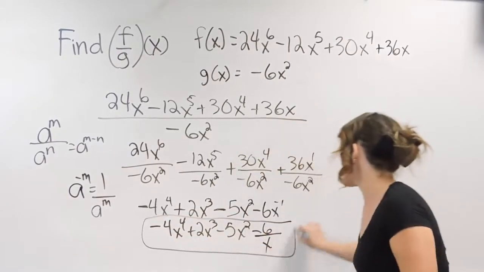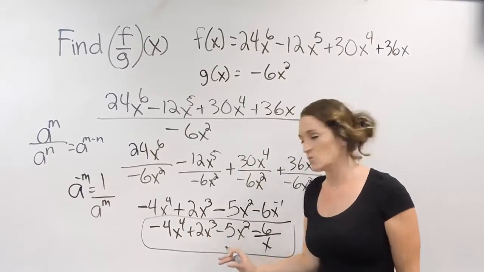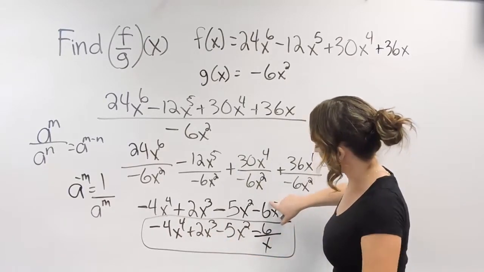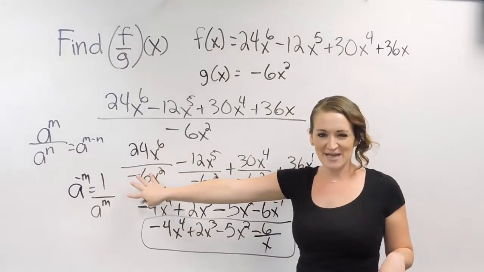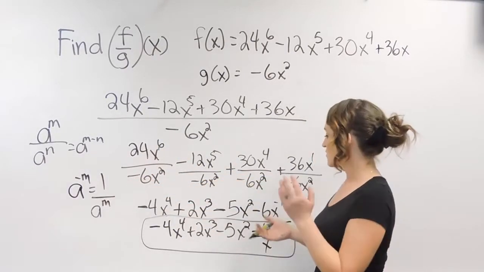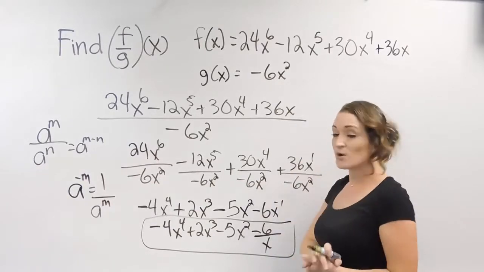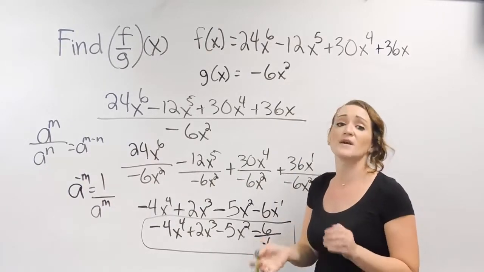So this right over here is what our solution would look like. All we did was kick that x down to the denominator, and that was solely using the negative exponent rule there. So that's how you divide a polynomial by a monomial in function notation.